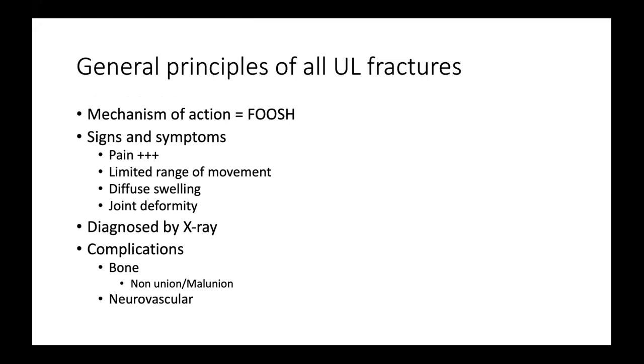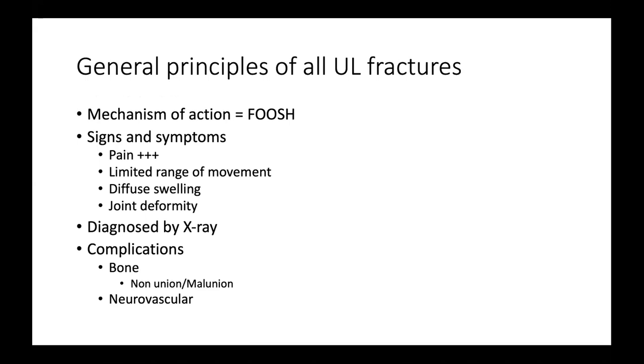Okay, so the complications that you guys need to know are bone related. So there's non-union and mal-union, and then there's neurovascular. So what I'm going to focus on is 5 fractures that can happen, and their neurovascular complications. Does that sound good?